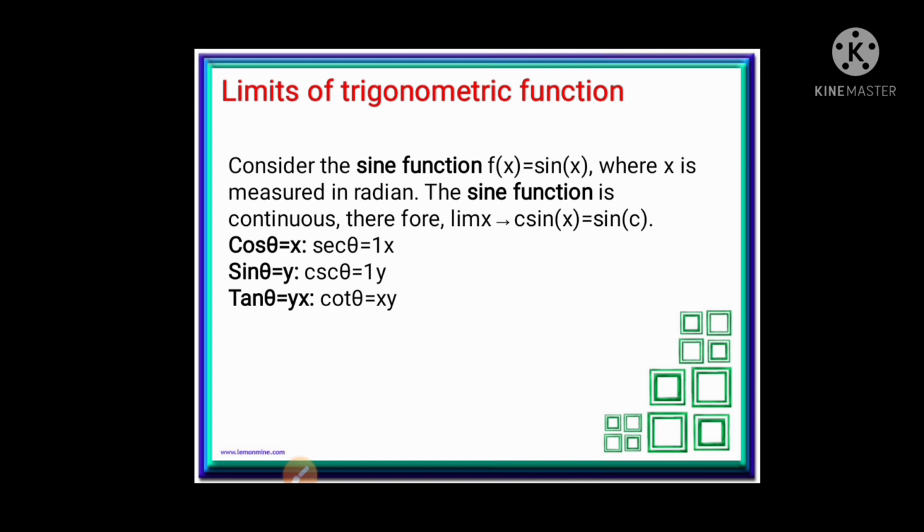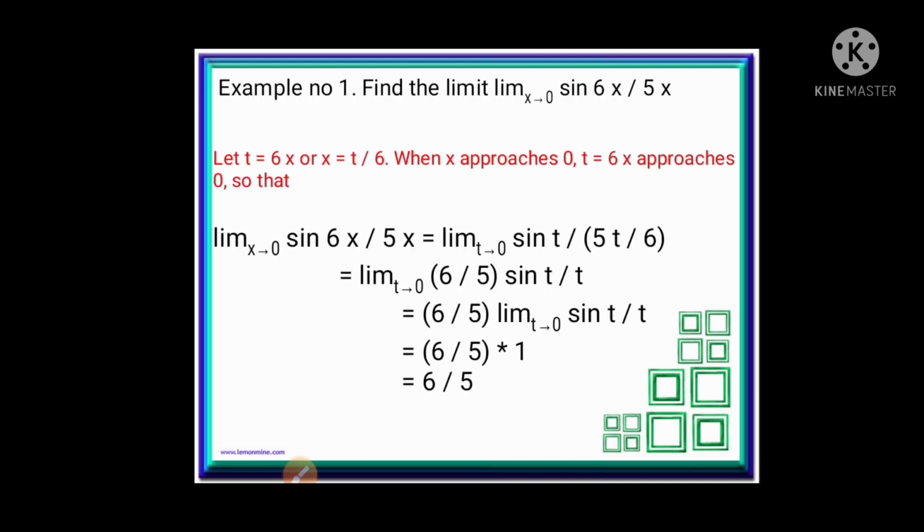So cosine theta is equal to x, sine theta is equal to y, tangent theta is equal to y over x, secant theta is equal to 1 over x, cosecant theta is equal to 1 over y, cotangent theta is equal to x over y.